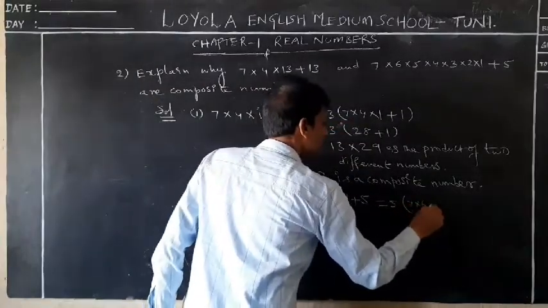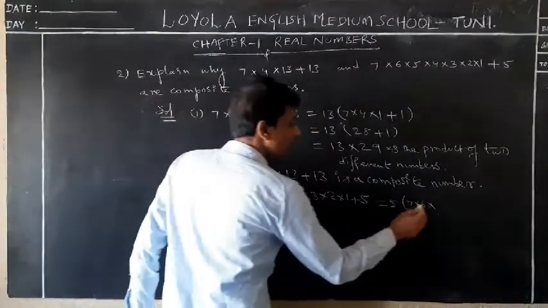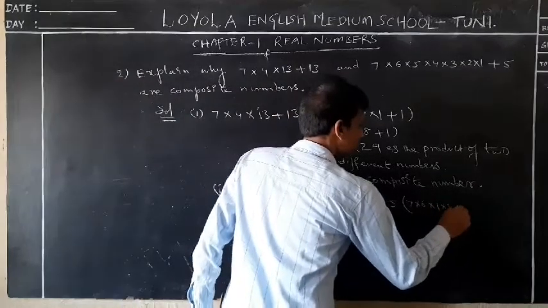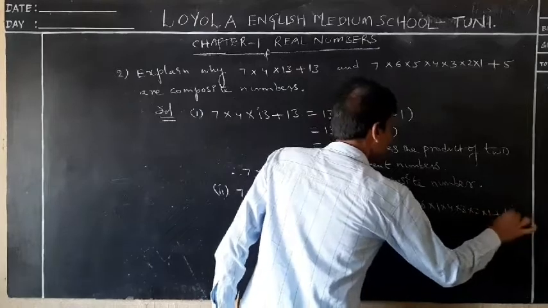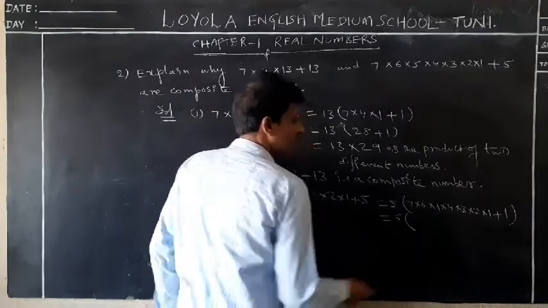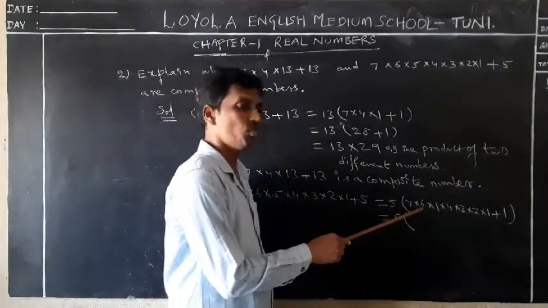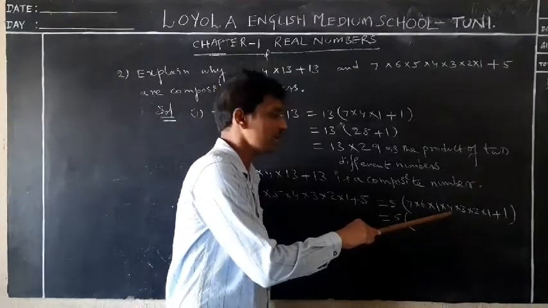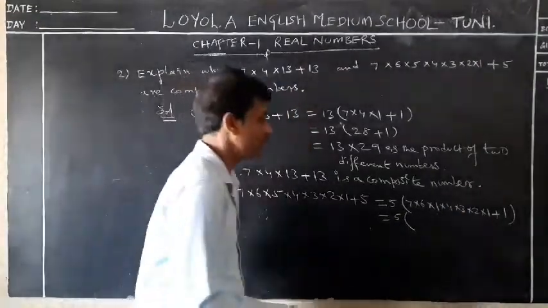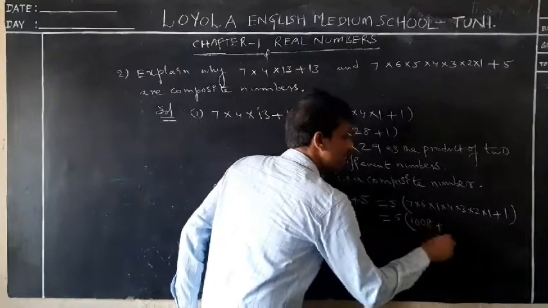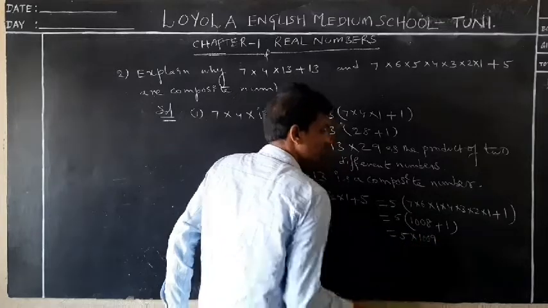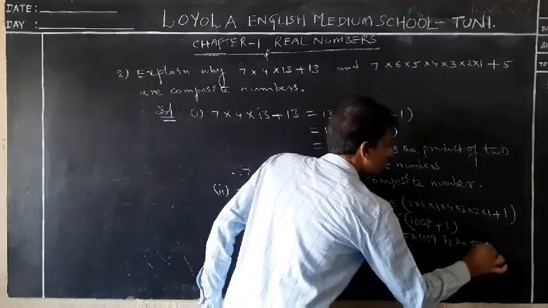So 7 into 6 into 5, already we took outside. Instead of 5 I am writing one time. So the rest of the terms are 4 into 3 into 2 into 1 plus, instead of 5 here also I am writing 1. This is equal to 5. Let us say 7 6s are 42. 42 4s are 168. 168 into 3 2s are 6. When we multiply like this, we get 1008, and still 1 is there. That is equal to 5 into 1009.